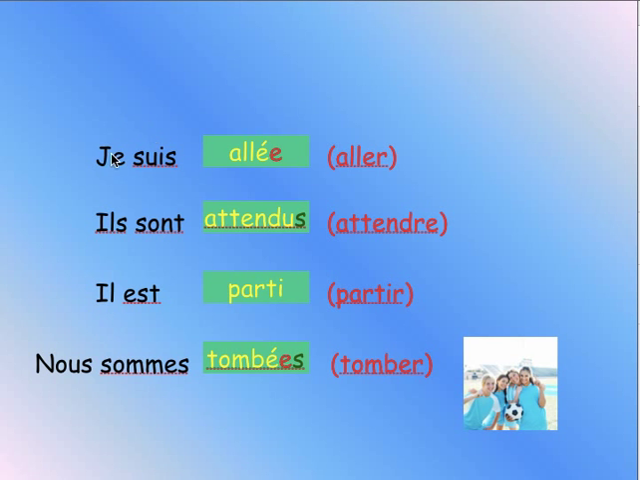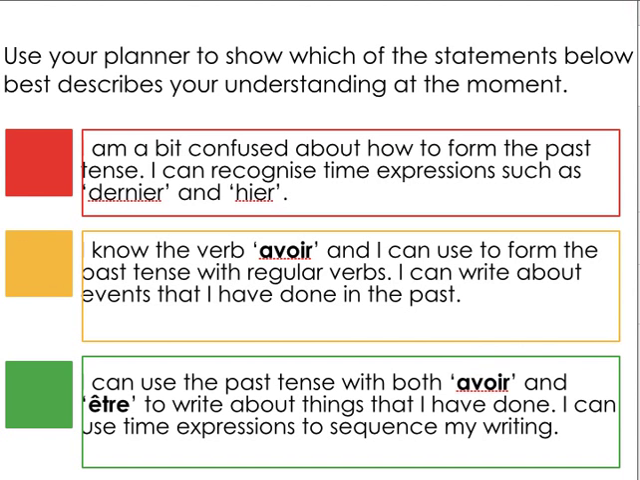Alright, so some examples here. With the E on the end, that would be a woman saying that. Je suis allée, I went. Ils sont attendus, a male group or a mixed group. Il est parti, male. Nous sommes tombés. Now, if it's got an E and an S on the end, we fell, that will be an all-female group that we've got over here.